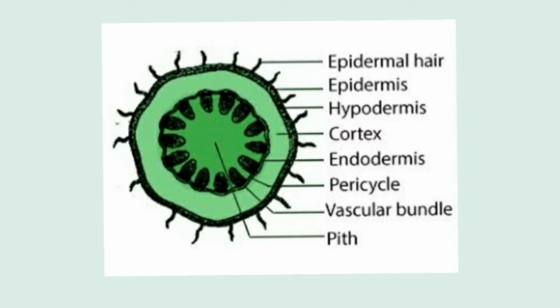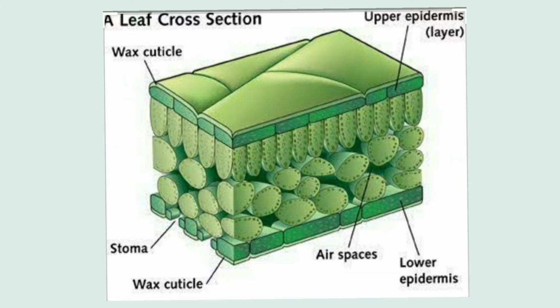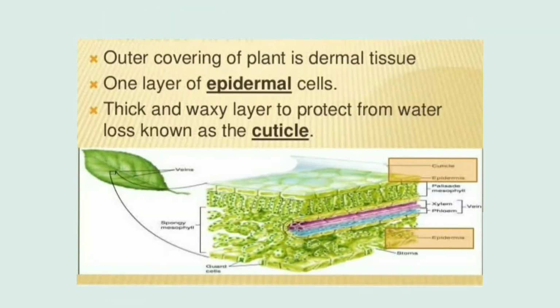Dermal tissue usually consists of a single layer of cells showing variations in the type of cells based upon the function and the location. The most common cell is the epidermal cell. Above this epidermal cell layer, there is a waxy layer which is called the cuticle. This waxy layer or the cuticle prevents evaporative water loss.